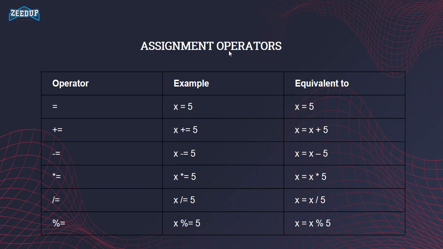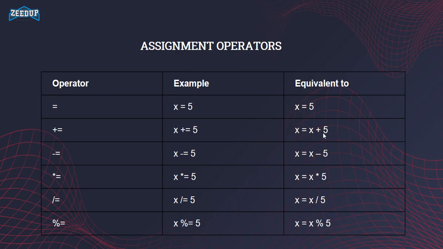Next we have the assignment operators. Assignment operators can also be referred to as the shorthand operators. The first assignment operator is an equal sign, for example x = 5, which initializes the variable x with a value 5. Next we have plus equal to, which can be written as x += 5. It is actually a shorthand operator, which means that whatever the value of x is, we need to add 5 to it and then assign it back to x.